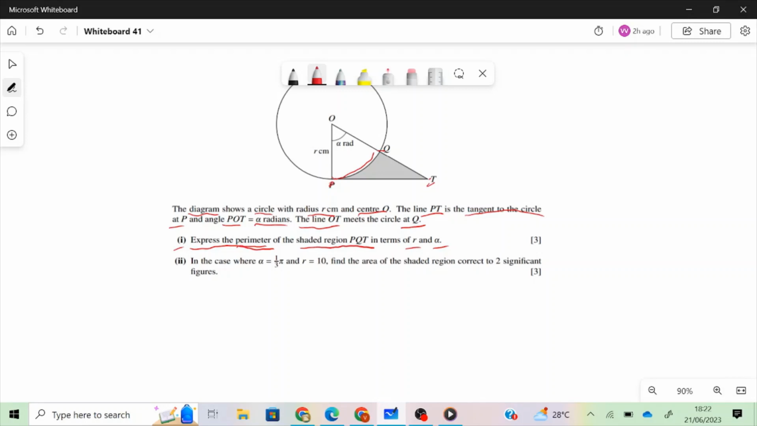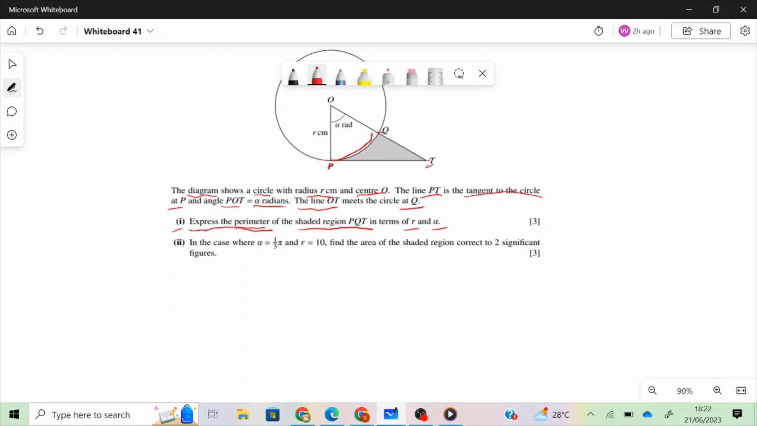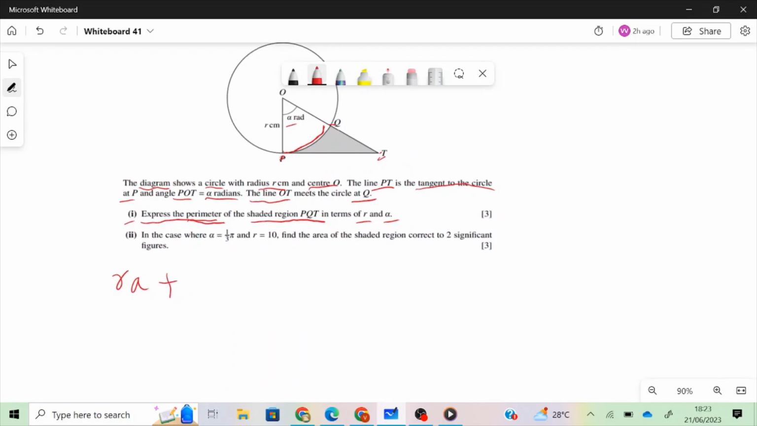Now for the arc length over here, we know the formula for arc length is r theta, and in this case our theta is alpha. So for starters, we know that we will have r alpha as one of the answers, but we need to find the rest as well. So r alpha plus what? Now in order to get PT, we can use trigonometry. If you are not comfortable with trigonometry, you can go to my previous video on trigonometry of right angle triangles, since there is a 90 degrees over here.